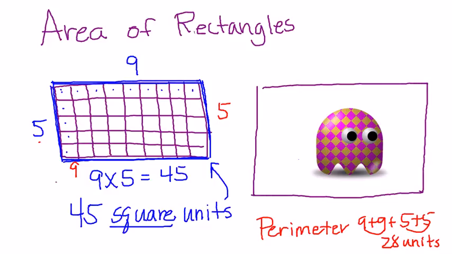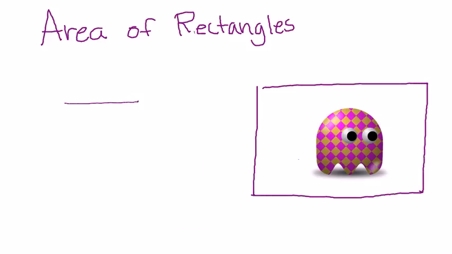All right, let's do another example. Okay, so we have our little guy here and he's inside a rectangle. And notice that the rectangle is not on grid paper. So how on earth are we ever going to figure this out? First of all, we need to know what the sides are. And they've told us that the sides for this one are 10 and 7. Now, again, there are no squares to count, and so therefore we have to rely on a formula.